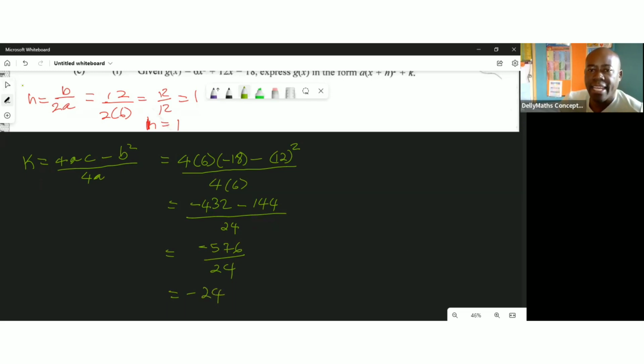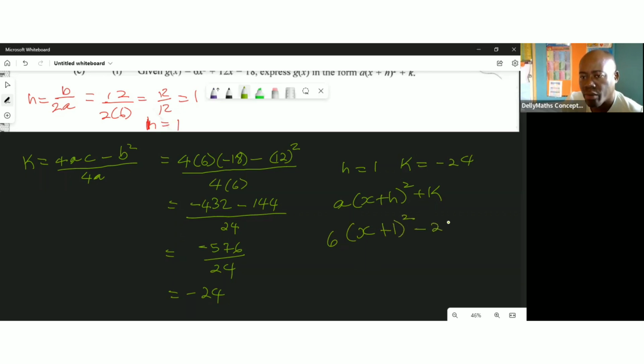So if I have h and k, all right, so h is equal to 1 and k is equal to negative 24, then I can definitely just represent my expression in this form where 6 goes here, which is a, open bracket x plus 1, which is the h, squared, and then there's a minus 24. So there it is.